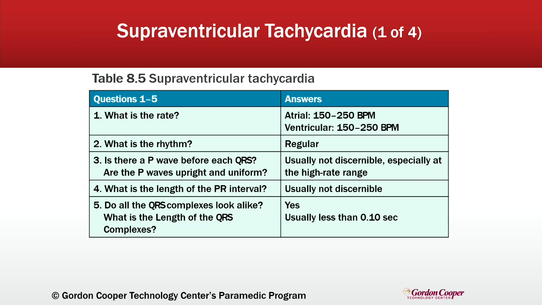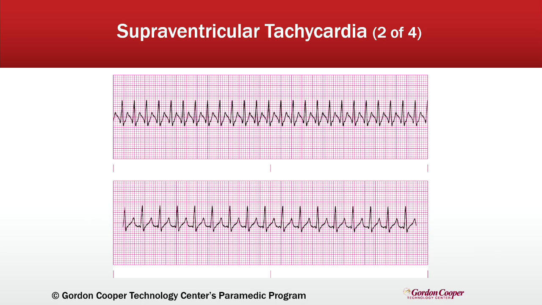So the main thing we're going to see here is just going to be the rate. Typically our atrial and ventricle rates are going to be matching, but we're going to be at a very high rate, so 150 to 250. The rhythm is regular. P waves usually not discernible, especially at the high rate range. I kind of mentioned that before. So the PR interval is not discernible. And typically the QRSs are quite narrow, just because it's happening so fast.